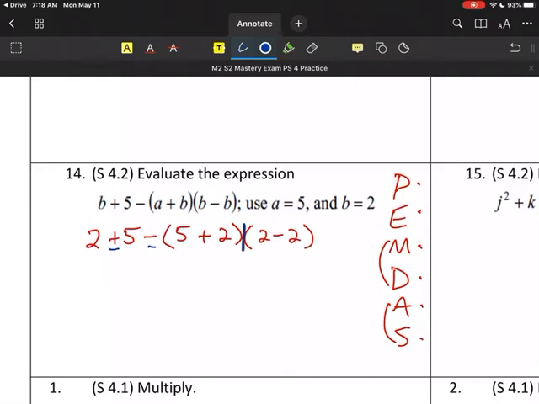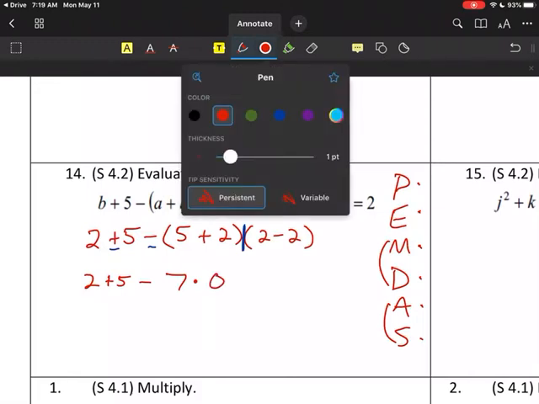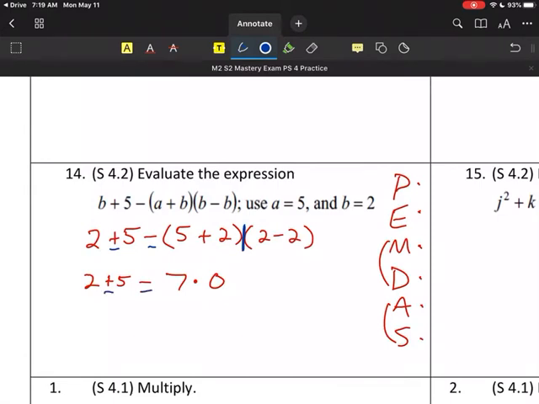All right. So I'm going to bring everything down, right? 2 plus 5 minus, and then 5 plus 2 is 7. Actually, let's get rid of the parentheses. It's 7 times, 2 minus 2 is 0. Okay, so now I have adding, subtraction, and multiplying. Well, look at your order. I have to do multiplying first.